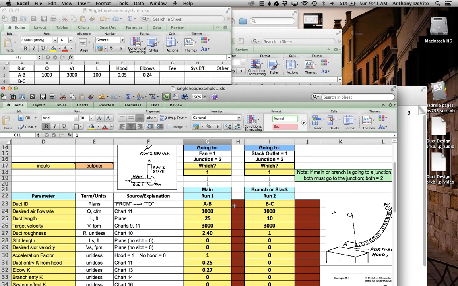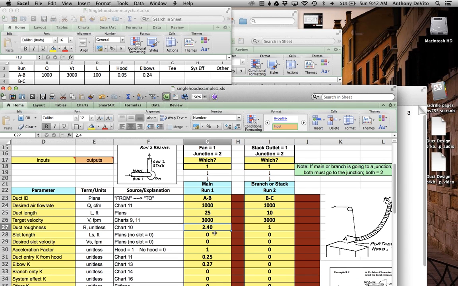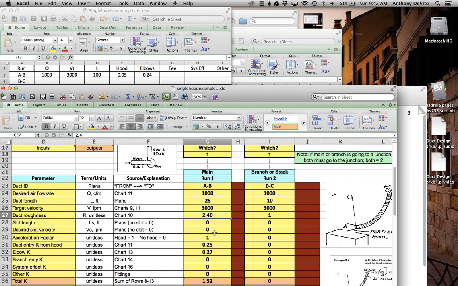So our desired flow rate is 1,000 cubic feet per minute. Our duct length, how long is our duct? Our flex duct is 25 feet. Our target velocity is 3,000 feet per minute. Our duct roughness for a flex duct is 2.4, as we looked up before.